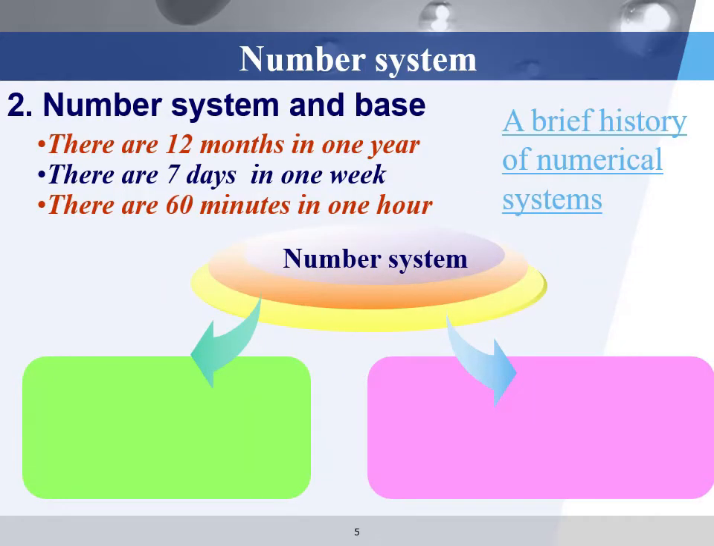So number systems have a base. For example, there are 12 months in 1 year, so in this number system, the base is 12. There are 7 days in 1 week, so in this number system, the base is 7. There are 60 minutes in 1 hour, so the base for this number system is 60.